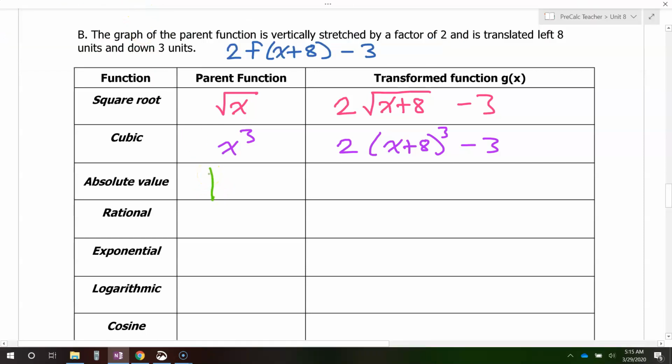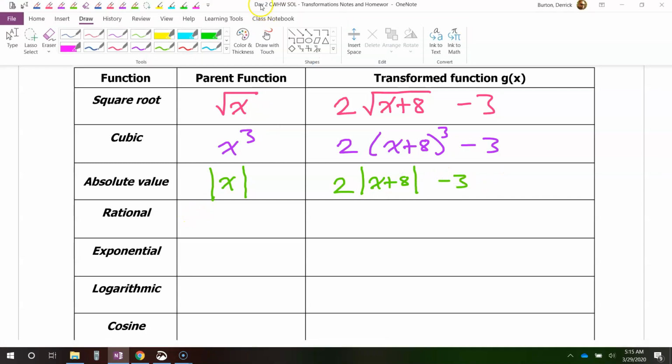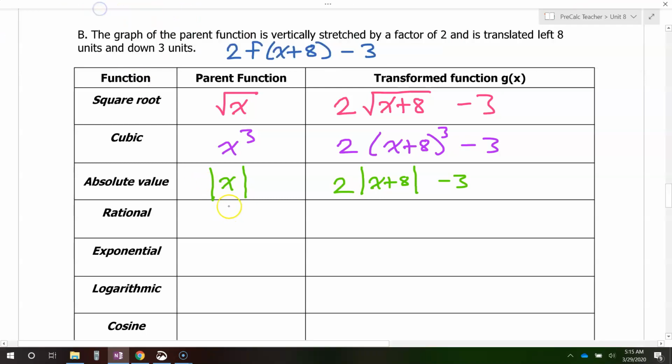All right, absolute value. Here we have our absolute value as the parent function. With the 3 transformations, it would look like this. There's the 2, and then we have the absolute value of x plus 8, and then the minus 3. All right, time for a rational. That's going to be our 1 over x. That's the parent function.